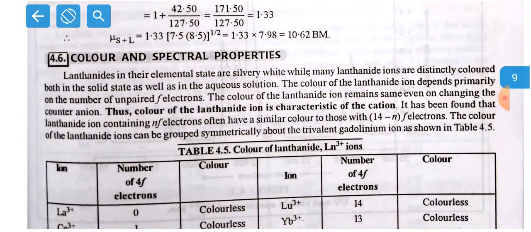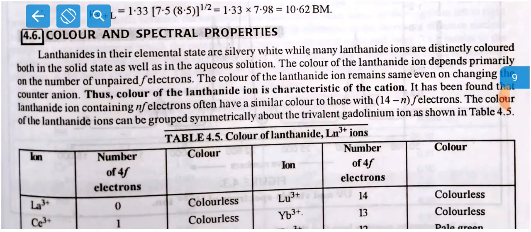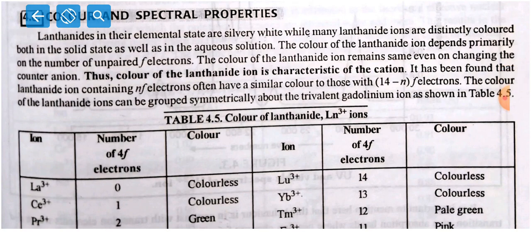Color and spectral properties. Lanthanoids in their elemental state are silvery white, while many lanthanoid ions are distinctly colored both in the solid state as well as in aqueous solution. The color of the lanthanoid ion depends primarily on the number of unpaired f electrons. The color of the lanthanoid ion remains the same even on changing the counter anion. Thus, the color of the lanthanoid ion is characteristic of the cation.